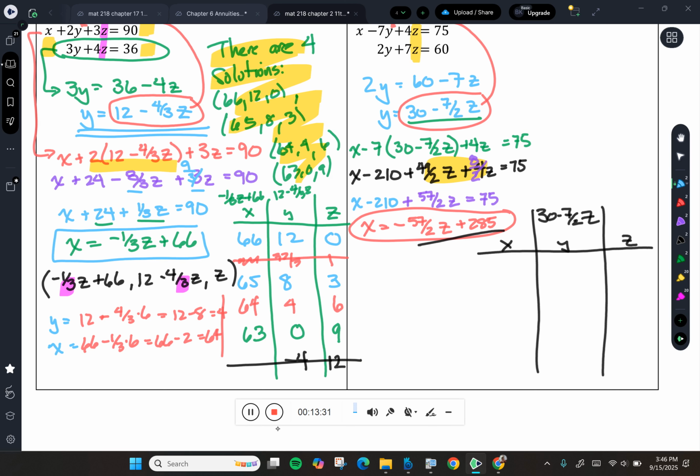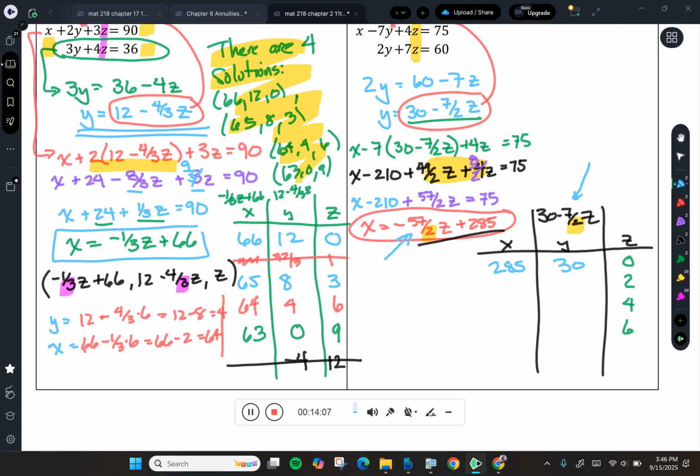My denominators in both of my parameterizations are 2. So that tells me that z is going to have to go up by 2 each time. Now I'm stopping at 6 because I don't know how far to go. If I have to add more, I will. The y's are going to go down by 7 each time, and the x's are going to go down by 57 each time. So the y's will start at 30. The x's will start at 285.